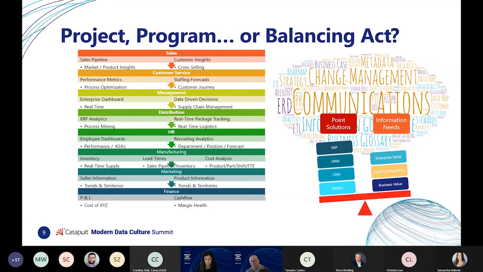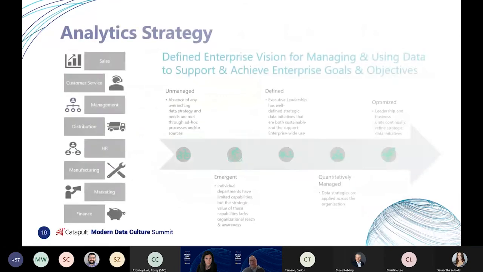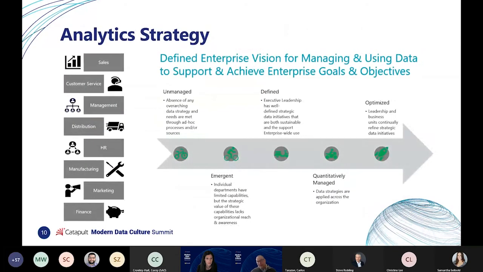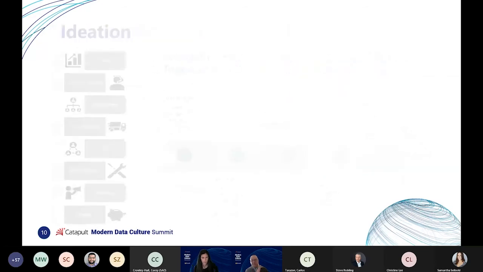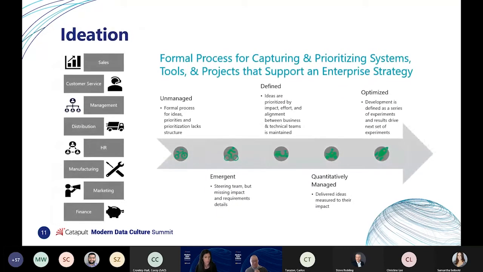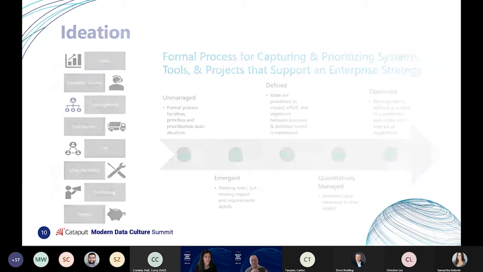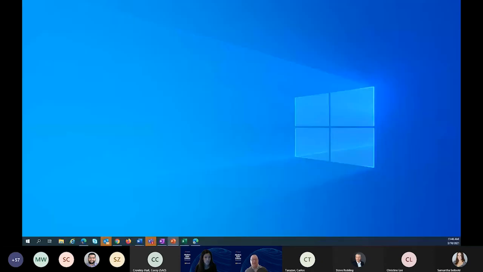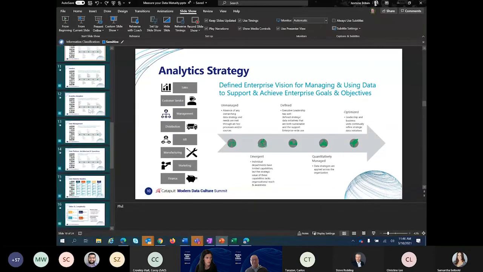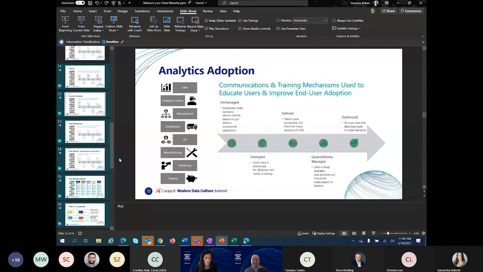So this will lead us into one of the pillars that we have in our digital maturity model. So we have analytic strategy, ideation. There was a transition there. There we go. Go ahead. Adoption.